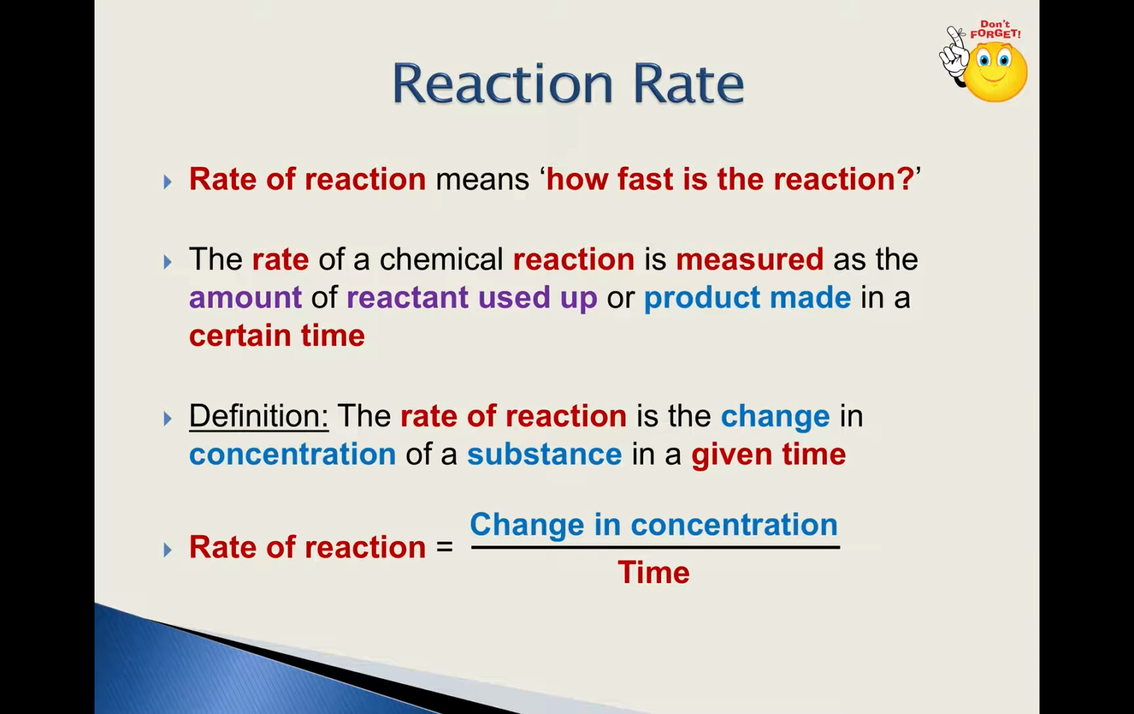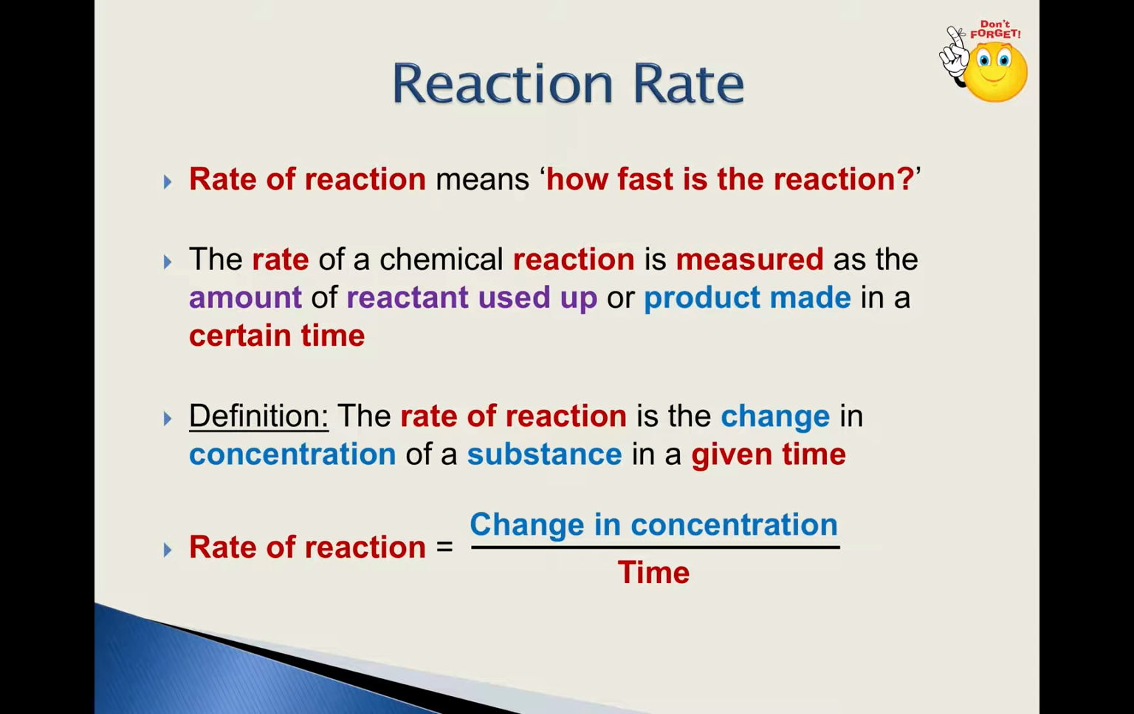And what you can do is you can plot a graph. So you can plot a graph of either the amount of product made against time, or you can plot a graph of the amount of reactant used up against time. And by looking at the shape of the graph, if you've got a couple of lines on the graph, you can work out which reaction is faster. But we'll look at that later on as we go through the lessons.